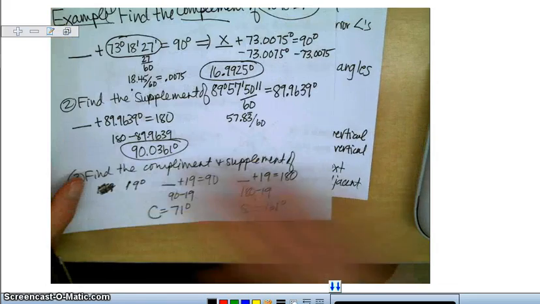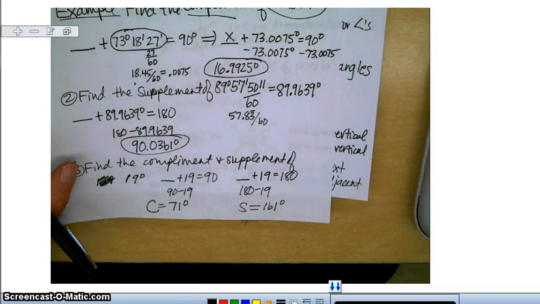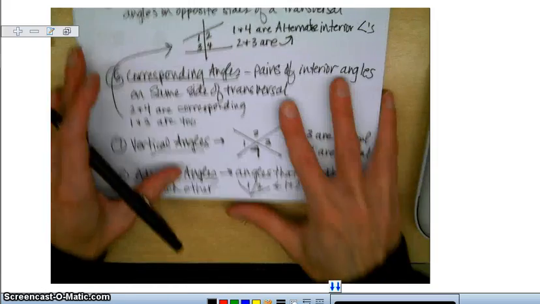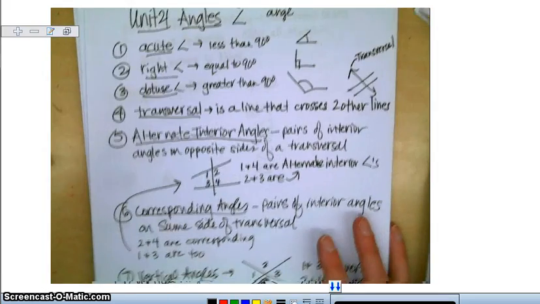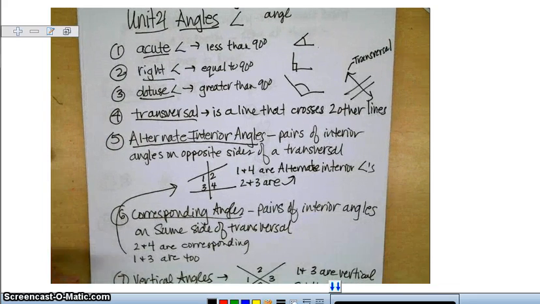All right, so those are the only two things that you have to know: changing degrees from degrees, minutes, and seconds, and complements and supplements. So now we can move on to Unit 21. This is a pretty simple unit. We're going to quickly go through the different definitions here.